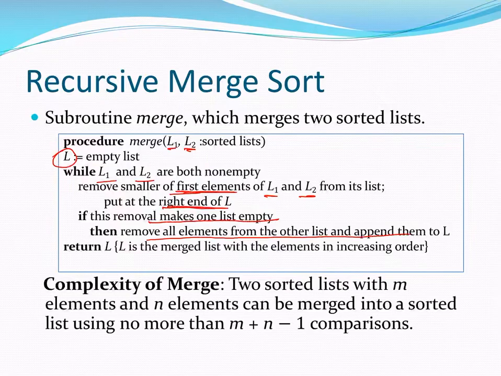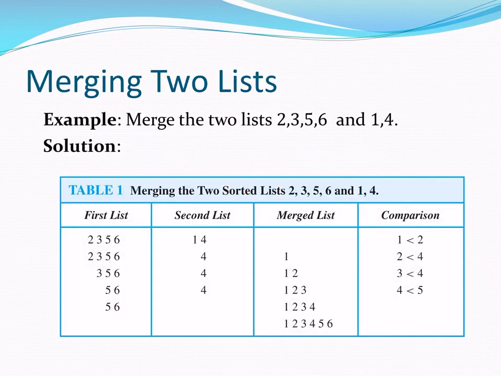All right, and this is very important. If I have lists of length m and length n, then I can do this merge operation with m plus n minus 1 comparisons as an upper bound. It won't be more than that. And if they were both of equal length, say n and n, then n plus n minus 1 would obviously be equal to 2n minus 1. Okay, so remember that merge has complexity m plus n minus 1 comparisons, where m and n are the lengths of the two lists. Let's do a quick example on merging two lists.